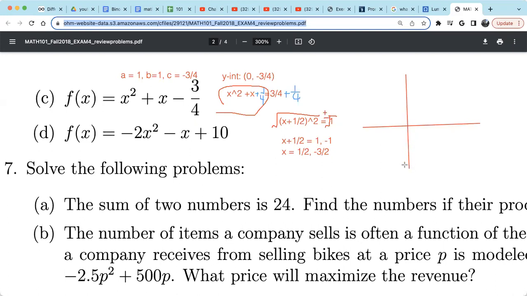So this is our x-axis and the y-axis. Let's mark our y-intercept with (0, -3/4). Let's see, it's somewhere here. Okay, that's -3/4. The x value is 0, the y value is -3/4. And our x-intercept is (1/2, 0). Half comma 0.